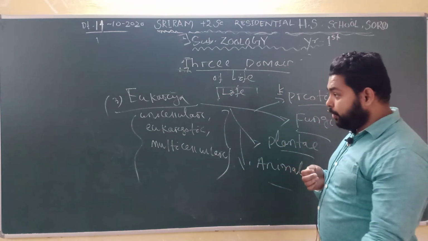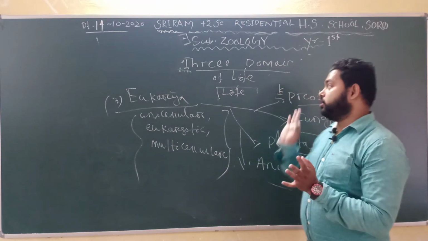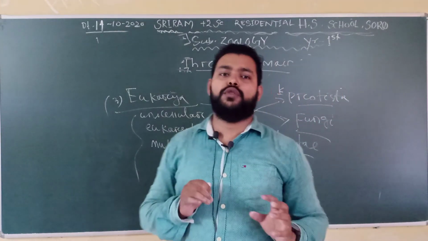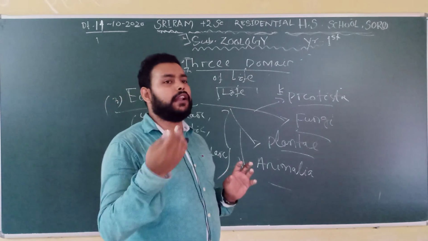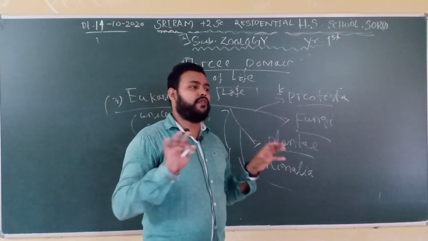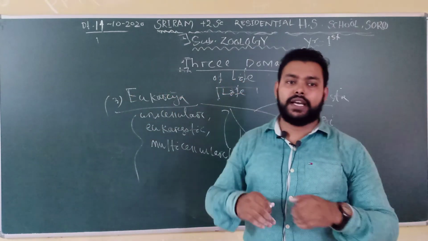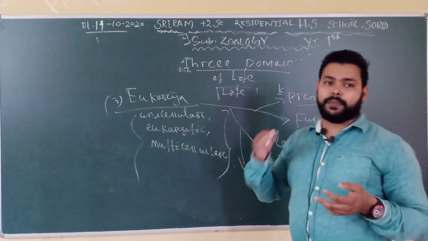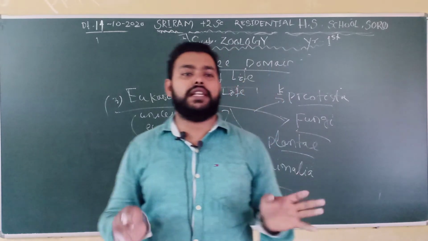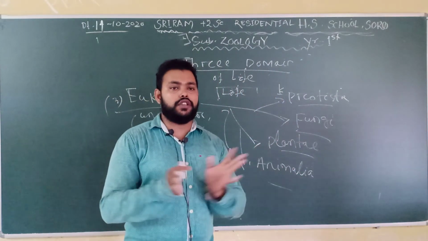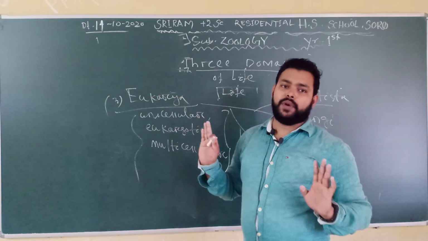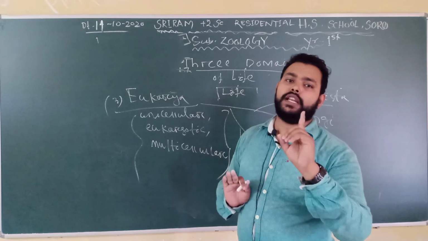Just move through the given material and you can easily find such things about the three domains of life. Simply, what is the meaning of three domains of life? According to Carl Woese, in the year 1990, he described three domains of life according to their cellular structure, according to the presence of cells. Which type of cells? Mainly prokaryotic and eukaryotic. Prokaryotic cells are divided into two categories: one is the archaebacteria and another one is the eubacteria. And all the eukaryotic type of living organisms are included under one domain, the Eukarya.